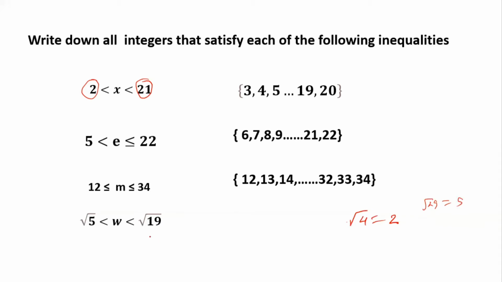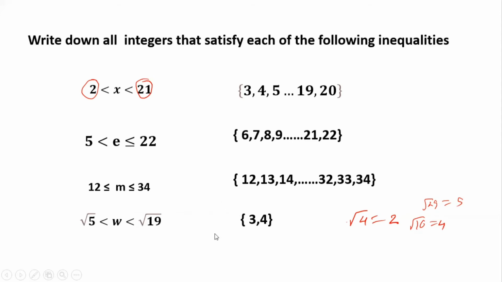So anything less than root 19 is not being included up to root 25. The next perfect square closer to this is root 16, and the square root of 16 is 4. So the possible integer values that this given inequality satisfies are 3 and 4. Got it? Why 3, children? Because W is taking the values which are greater than root 5. So the integer that is greater than root 5 is 3, which is root 9. And less than root 19 is root 16, which is 4. So the integers are 3 and 4.